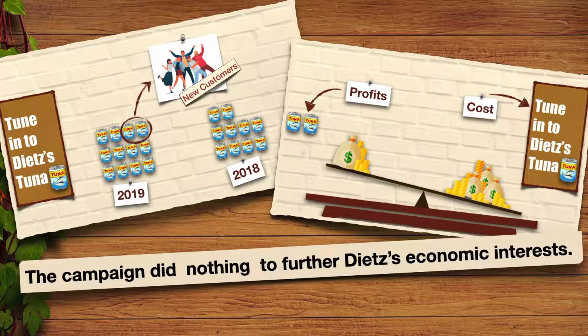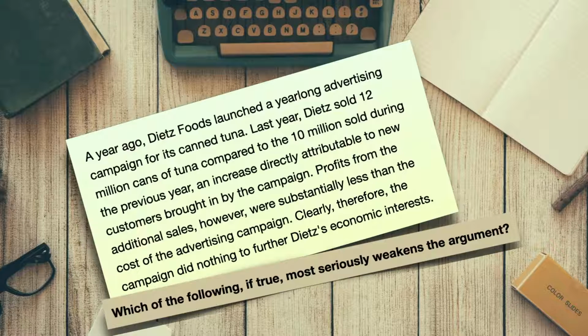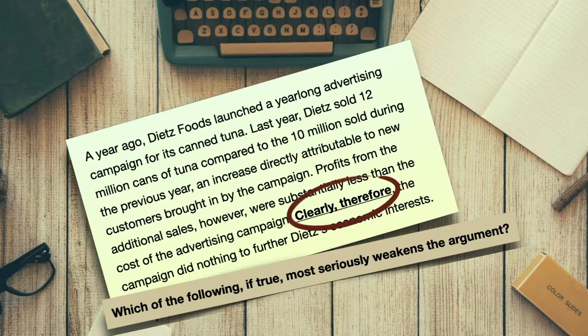A quick tip here. Sometimes the argument hands you the conclusion on a platter. Here's how. Take a look at it. Words such as clearly and therefore herald the coming of a conclusion after them. They sort of indicate or signal to you that, hey, a conclusion is about to arrive. And clearly you can see that in the argument itself.